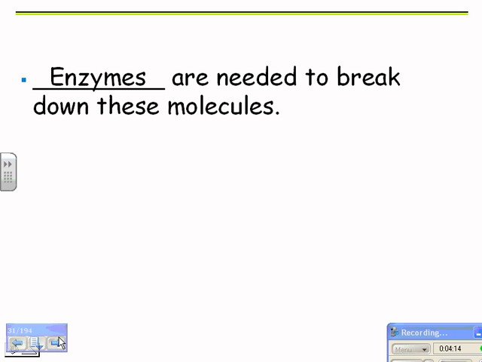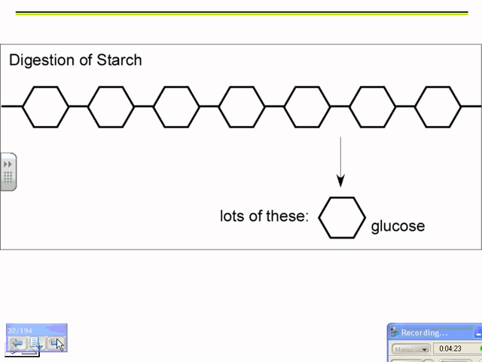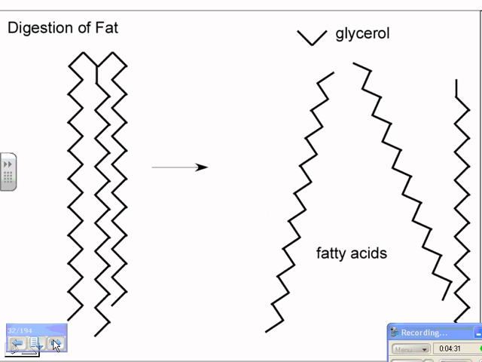So you need enzymes to break down all of these molecules, and what we're going to do with the digestive system is talk about all the organs and some of the enzymes used to break this stuff down. So for example, here's starch, and if you break these bonds, you're going to get this thing, glucose, or some type of monomer. Here's fats. This is glycerol, and these things hanging down are fatty acids.